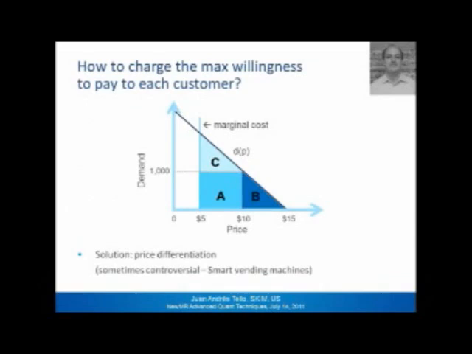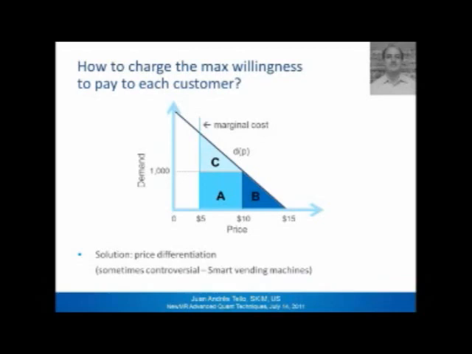So what is revenue optimization? What is the principle behind it? The idea is how to charge the maximum willingness to pay to each customer. Here I have a visual representation: demand as a function of price. It's a linear demand. And what you see here is that if you sell a product for $10, you get a demand of 1,000, and you get a profit represented by the area A, and that's assuming a $5 marginal cost.